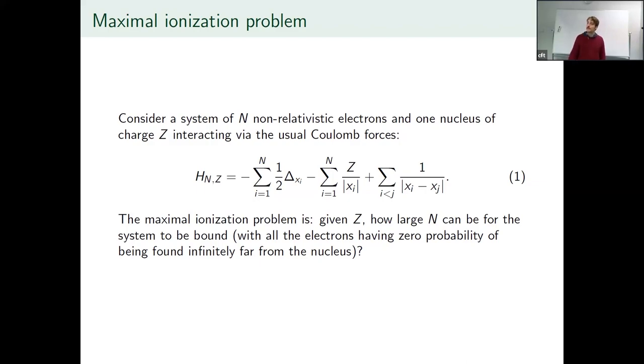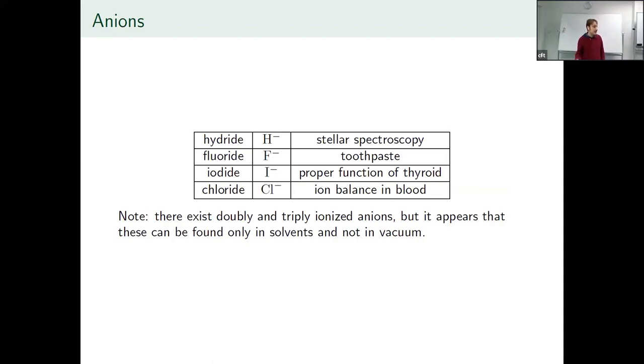Of course, you could expect that if N is too large compared to Z, then the Coulomb repulsion wins and the additional electrons are sent away to infinity, and only certain species remain. And things like this exist. We can have non-neutral systems which are stable in vacuum, and these are called anions. I've listed a couple of them here with their importance. Hydride is our model system, as I told you, and it is important for stellar spectroscopy. I will say something about it in a moment.